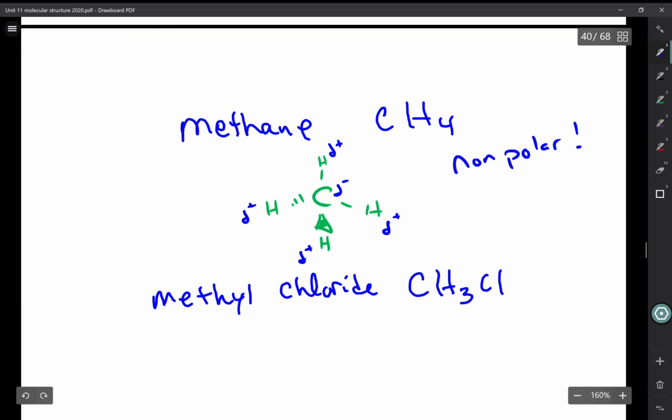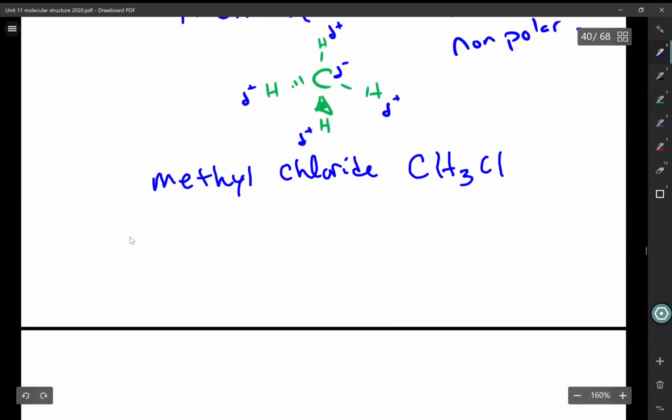All right, now methyl chloride. Yeah, let's check this one out. So methyl chloride, same thing as methane, except they took off one hydrogen and threw on a chlorine. Now this will work whichever spot you put the chlorine in. So I just stuck it here because I made it last.